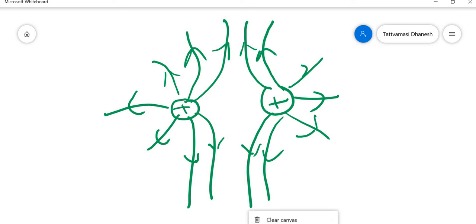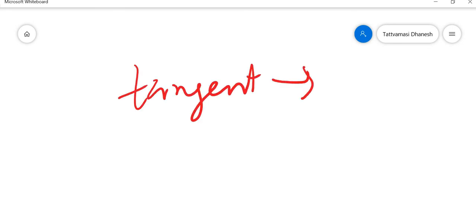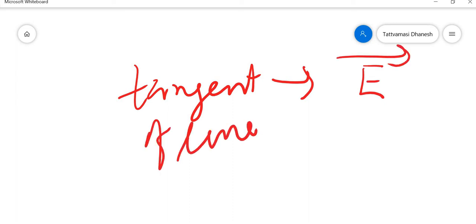So what are electric lines of force? Electric lines of force are used to represent electric field. They are imaginary concepts, but the field they represent is real. Electric lines of force are imaginary lines drawn in such a way that the tangent to it at any point gives the direction of electric field. Very important: the tangent of electric lines of force gives the electric field vector. This is the definition.